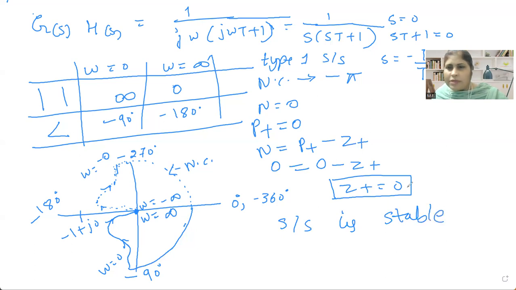If the value of Z plus is 1, 2, 3 and so on, then the system will be unstable, which represents the number of zeros present on the right hand side. But here you can see Z plus is equal to 0, so the number of zeros on the right hand side is 0. So the system is stable. So this completes this lecture. Thank you.